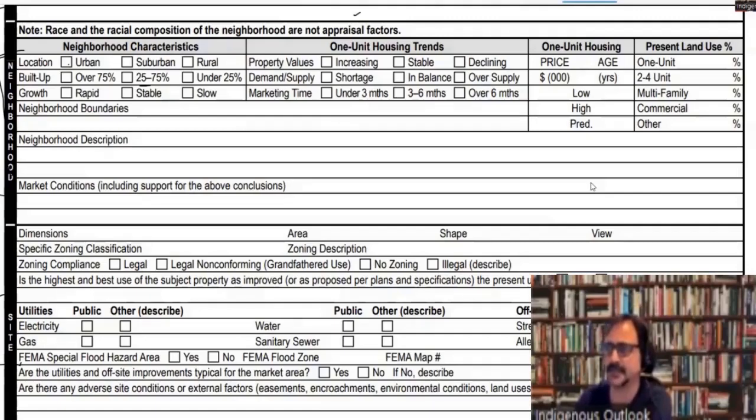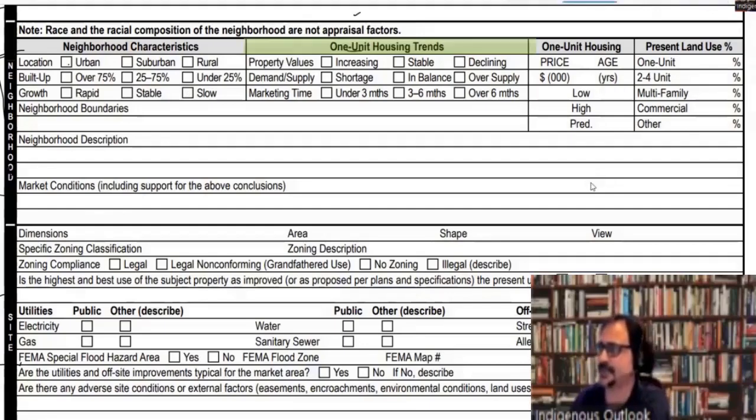If suburban, if stable, no question. Rural, if slow, no question. Urban, rapid, no question. Whenever any other box has been checked or highlighted, obviously we need to question it or see the justification. Has it been justified by the appraiser or not? Are we good with this? Yes, sir. Very good.